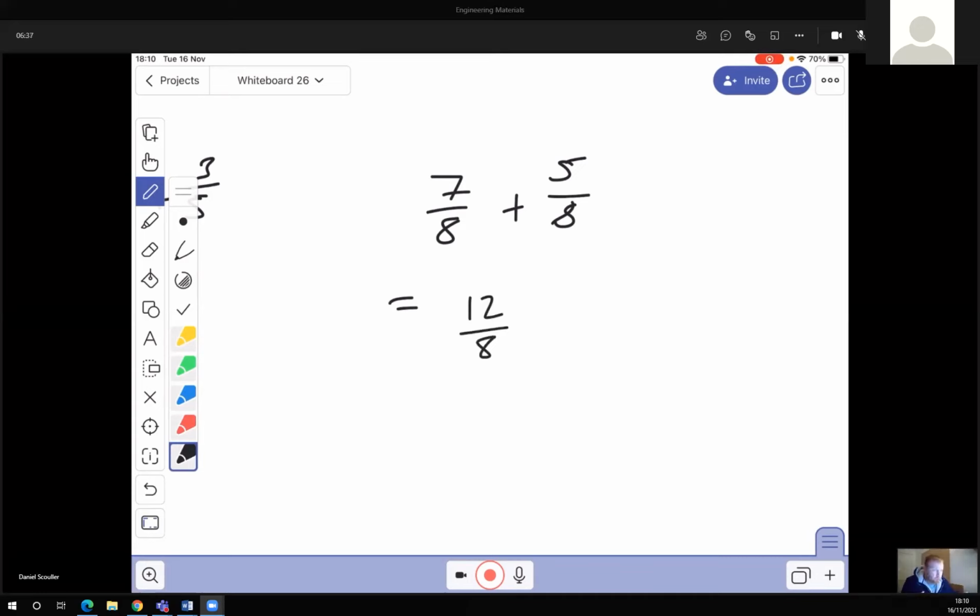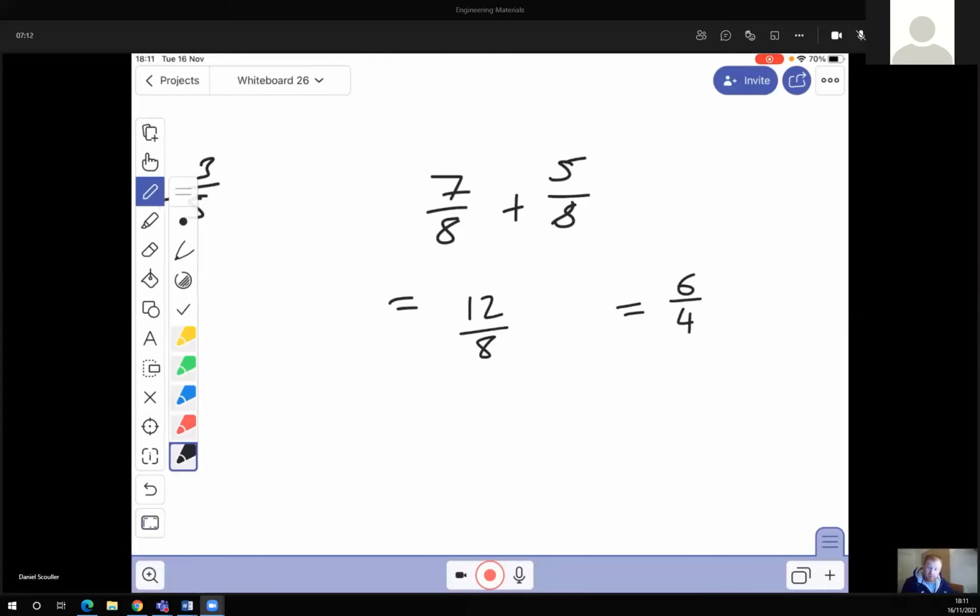Now a couple of things to be aware of with this. One, we want to be able to simplify that, so understanding how we simplify that down. That's getting it to the lowest common factor. We've spoken a lot about factors: it's a number that goes into both of those terms. They're both in the 2 times table, and they're also both in the 4 times table. So that's important. If we were to divide by 2, we'd get 6 over 4.